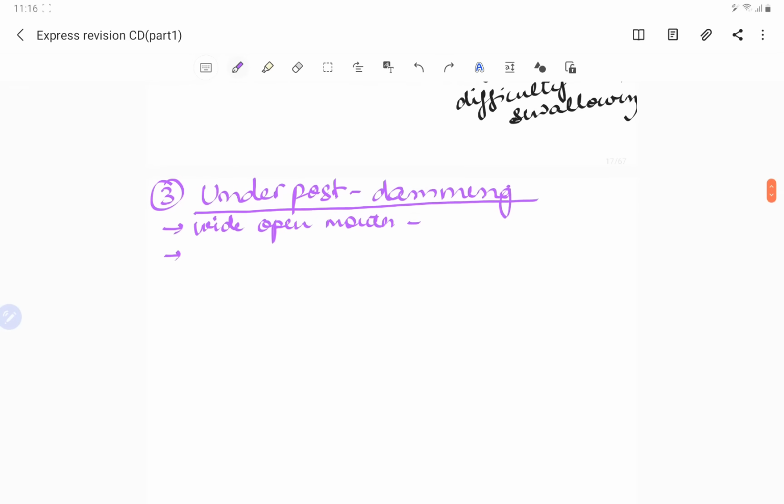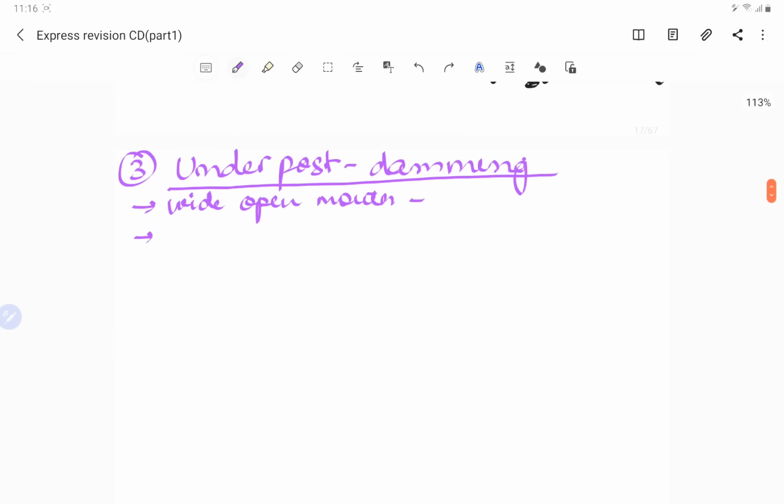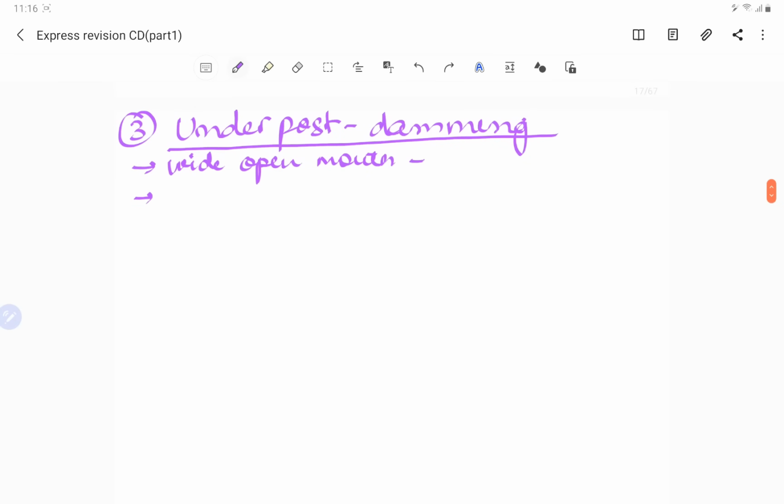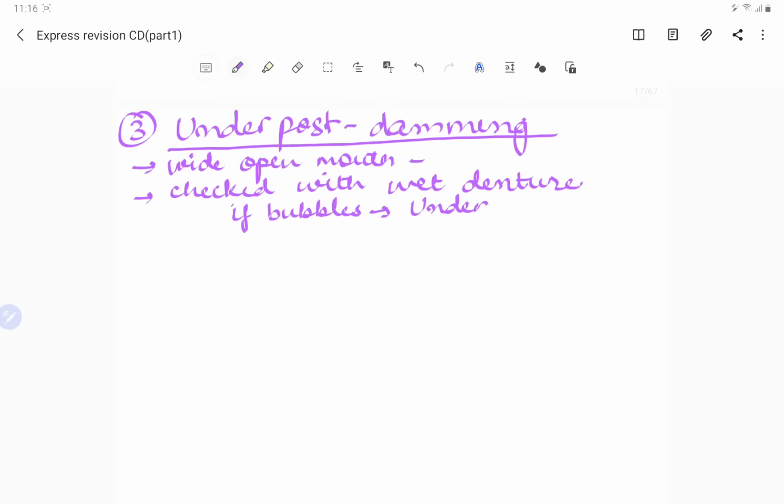So under post damming, how do we check? We take a wet denture, we place it in the mouth, we slowly and firmly press it from the mid palatine raphe, and if you see any bubbles escaping beneath the denture, then the denture is under post dam. That means checked with a wet denture. If bubbles are escaping or coming out of the denture, that means under post damming is there.